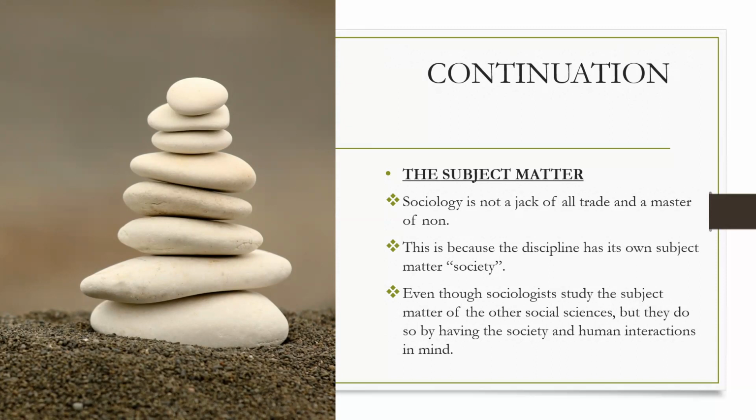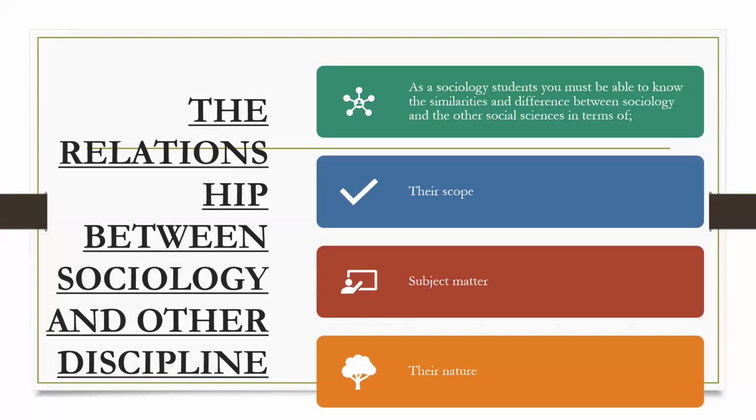Just as psychology will study how the individual goes about their daily activities, sociology does not take that into consideration. Yes, sociology takes into consideration the individual life, but in the light of the society that the individual finds him or herself in. Sociology studies the social life of the individual. So these are some of the basic underpinnings of the discipline of sociology.